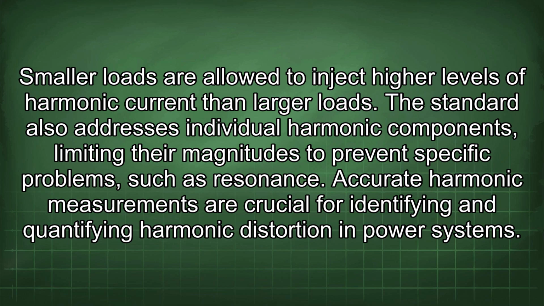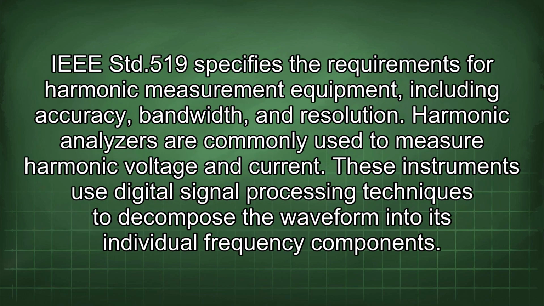Accurate harmonic measurements are crucial for identifying and quantifying harmonic distortion in power systems. IEEE Std.519 specifies the requirements for harmonic measurement equipment, including accuracy, bandwidth, and resolution. Harmonic analyzers are commonly used to measure harmonic voltage and current. These instruments use digital signal processing techniques to decompose the waveform into its individual frequency components.